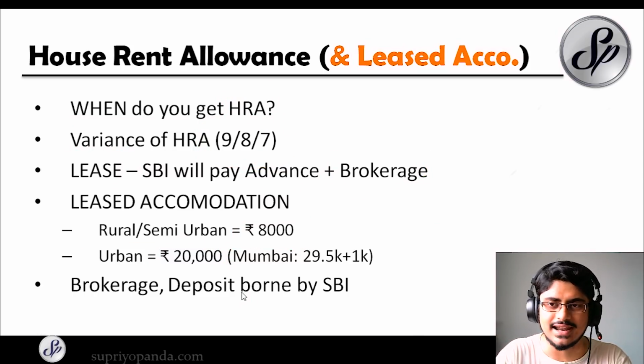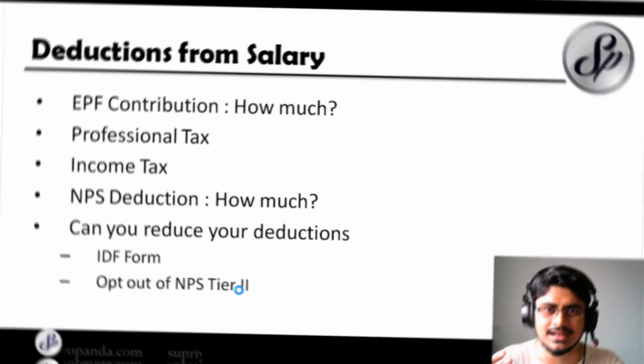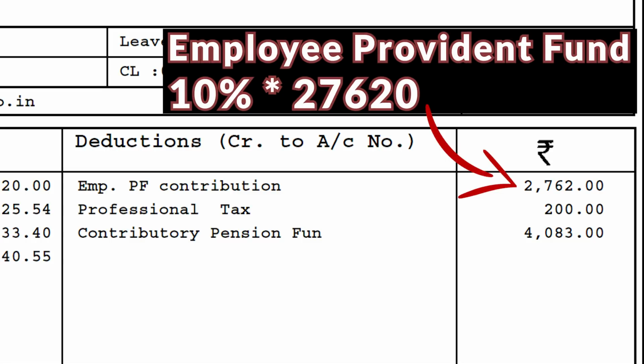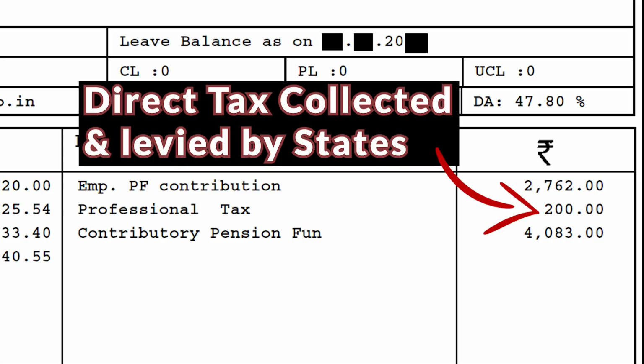Let us move to the next section, which is deductions from the salary slip. So now I will be showing you the salary slip again. So now you can see the deductions. So the EPF deduction, the employee provident fund, it is 10% of your basic, so that is deducted from your salary. As you can see, 2762 is deducted. Then you also have the professional tax, which is about 200 rupees per month, and this will actually vary from state to state and area to area, so don't worry too much about it.